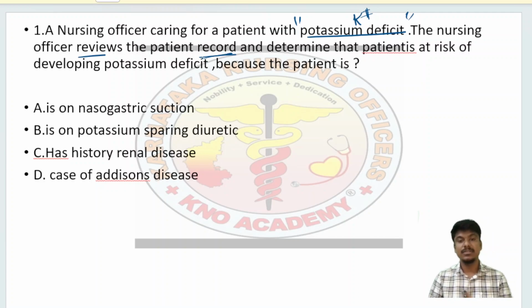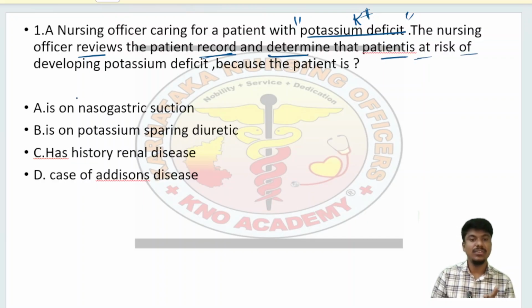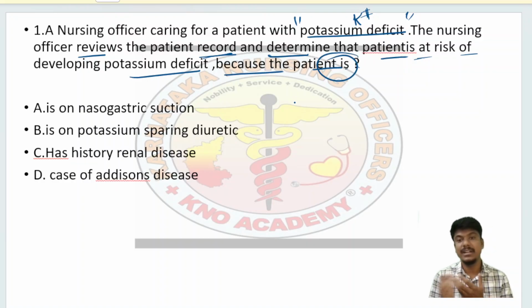The nursing officer reviews the patient records, meaning the laboratory findings, your CBC report and your serum electrolyte reports, and determines that the patient is at risk of developing further potassium deficit. He predicts there will be further loss of potassium, so he should be cautious because hypokalemia is dangerous and fatal. If you do not treat hypokalemia, the patient will have arrhythmias and you lose the patient.